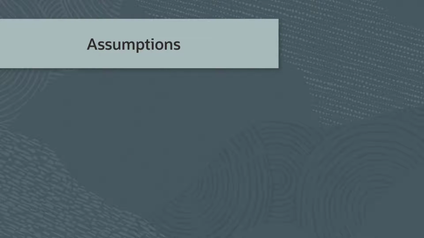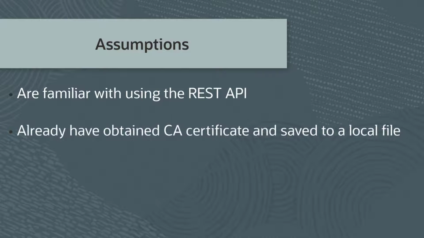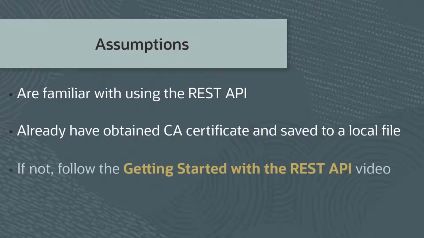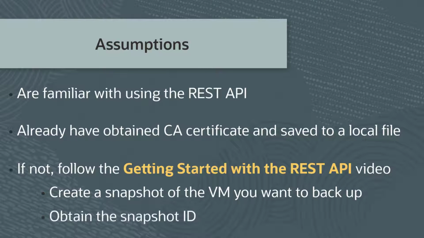I'll assume you are familiar with using the REST API and have already obtained the CA certificate used by the server and saved it to a local file. But if not, check out the previous video on getting started with the REST API. The first two steps of the backup procedure, creating a snapshot of the VM you want to back up and getting the snapshot ID, were demonstrated in the Getting Started with the REST API video, but I'll quickly review the curl commands used in that video.